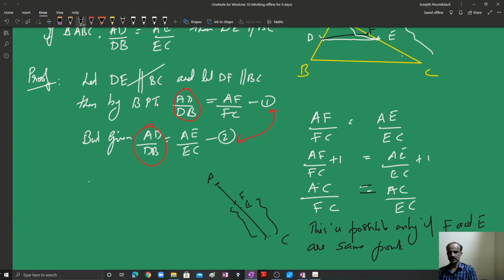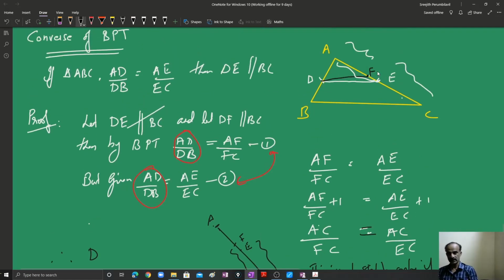That means DE and DF are not two separate lines, they are one and the same. F and E coincide. If D is not parallel and I draw another line which is parallel, it comes back to the same point: E and F are not two different points. So DF is nothing but DE. Therefore DE is parallel to BC. This happens only when they coincide.